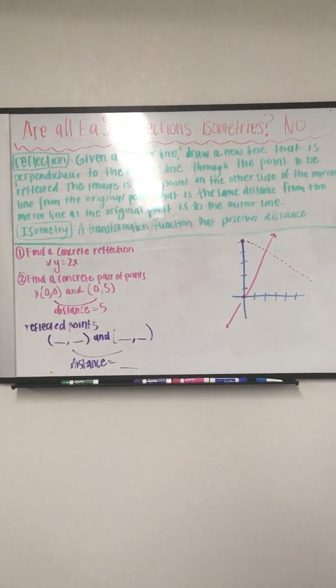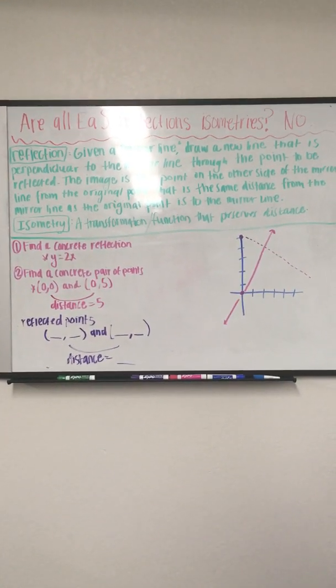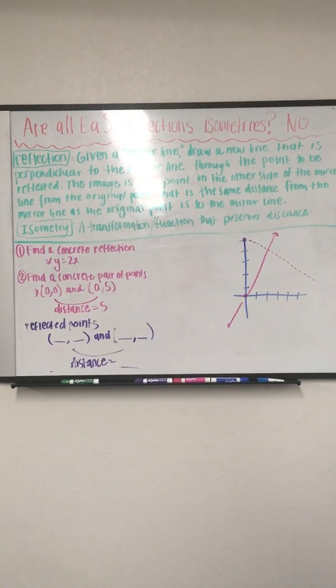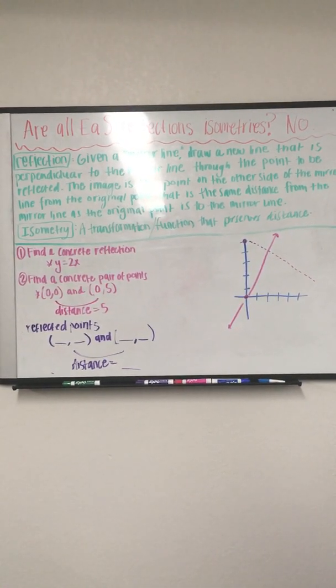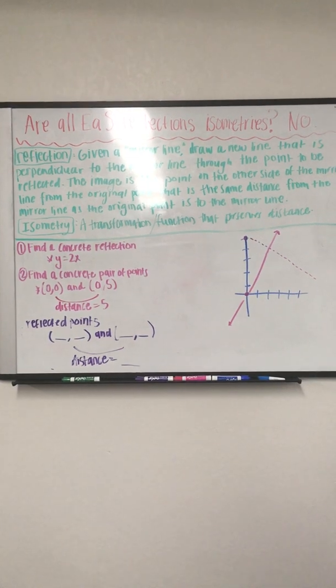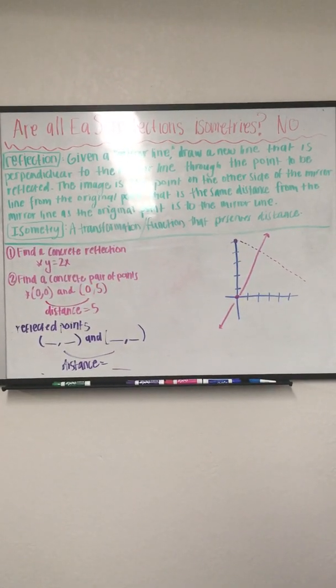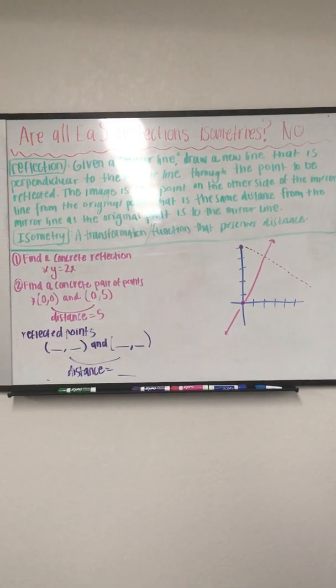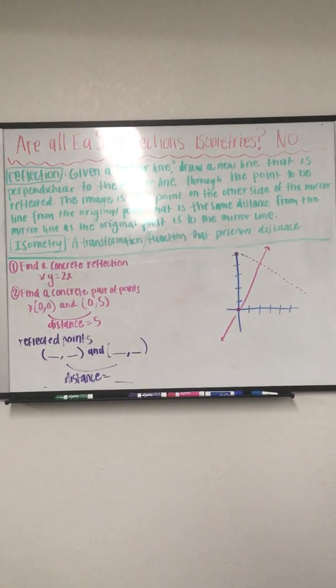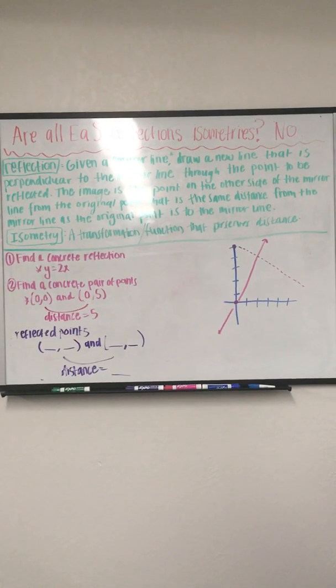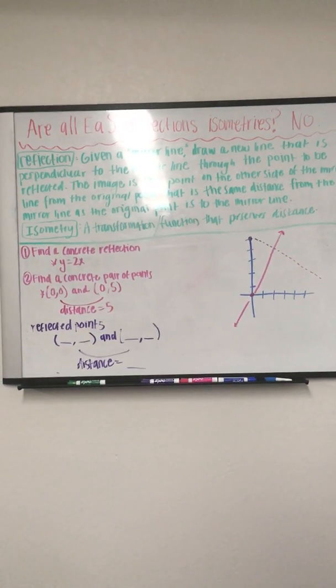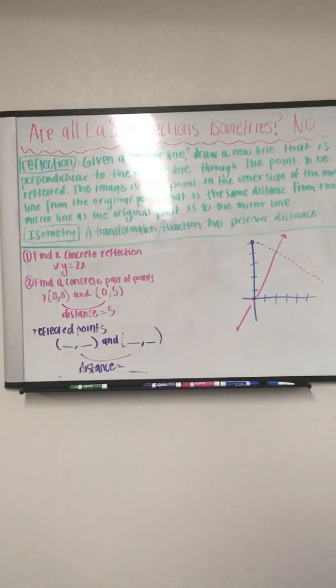So the definition of reflection is, given a mirror line, draw a new line that is perpendicular to the mirror line through the point to be reflected. The image is the point on the other side of the mirror line from the original point that is the same distance from the mirror line as the original point is to the mirror line. And then our definition of isometry is a transformation or function that preserves distance.